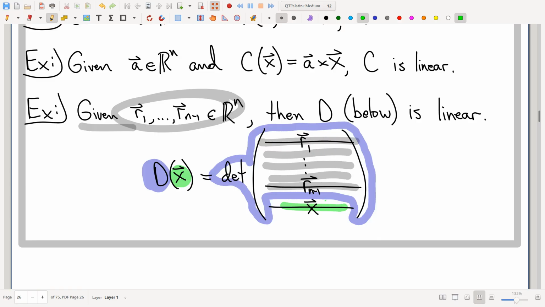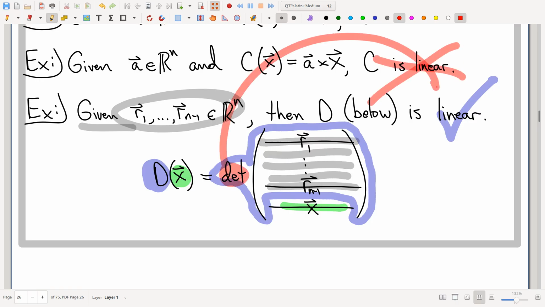Right? This function, not determinant that acts on a matrix, but determinant with the understanding that the first n minus 1 rows are this, and then thought of as something that acts on this final row. That is linear. Determinant itself is not linear. Does everybody see the difference?